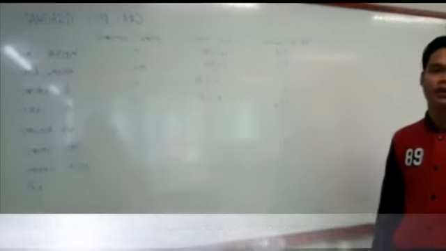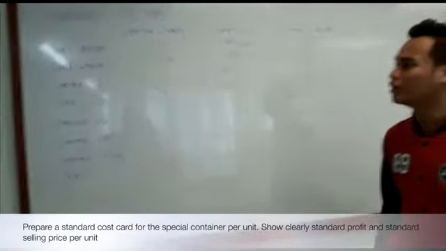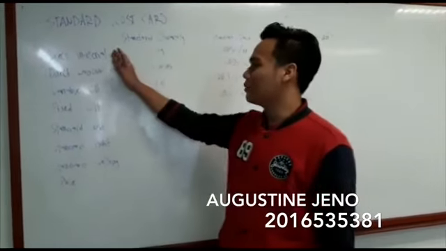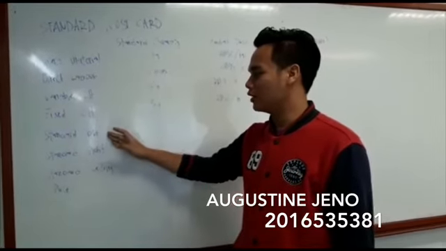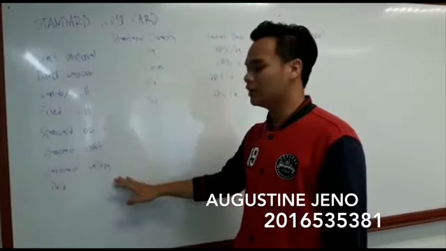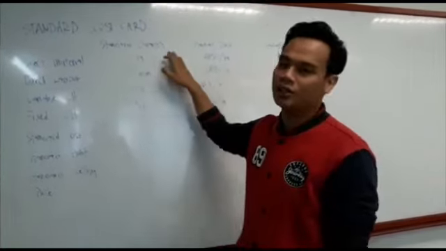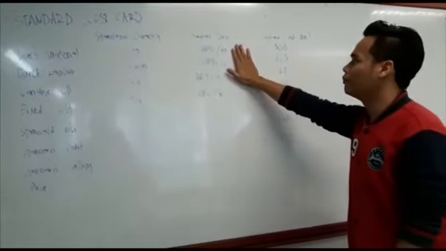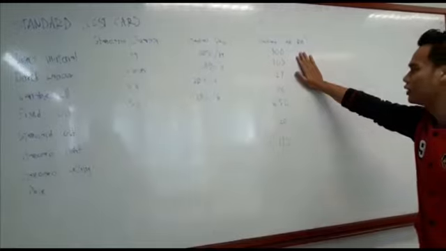Question 5a, I'm going to explain about the standard cost card. So here, for the standard cost card, we have direct material, direct labor, variable overhead, fixed overhead, standard cost, standard profit, and standard selling price. For direct material, the standard quantity is 10 kg and the standard price is 50 ringgit per kilogram, which will cost 500 ringgit.